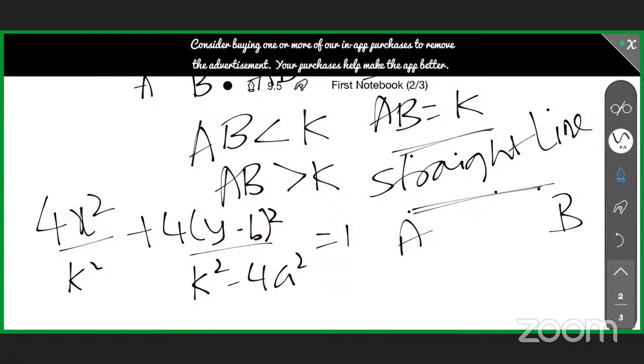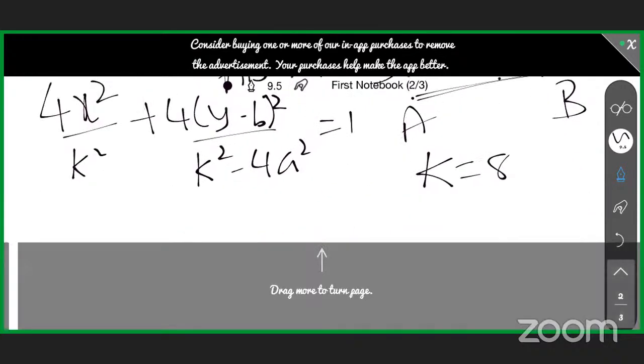We can't use this formula. Why? See here, k is equal to 8. What is this called? K is equal to 8. Correct, no? Yes or no?